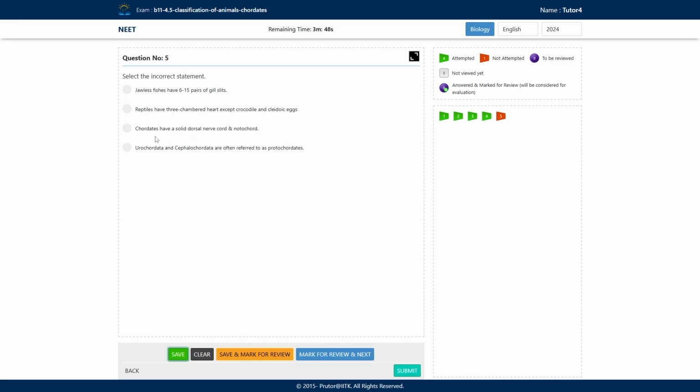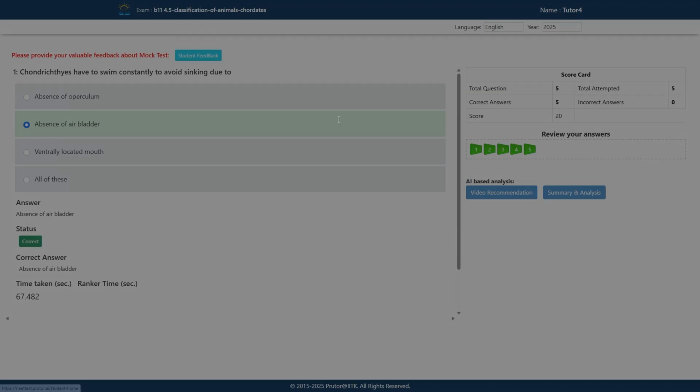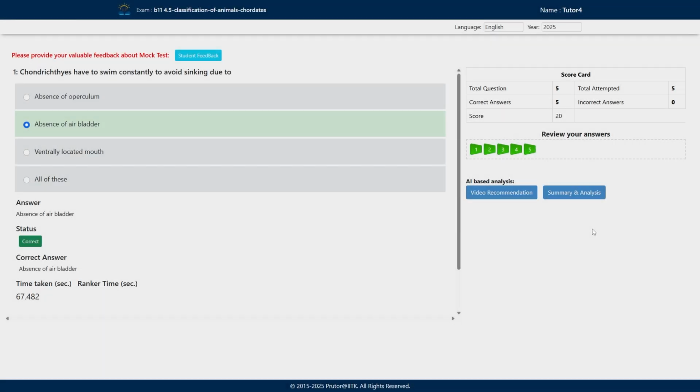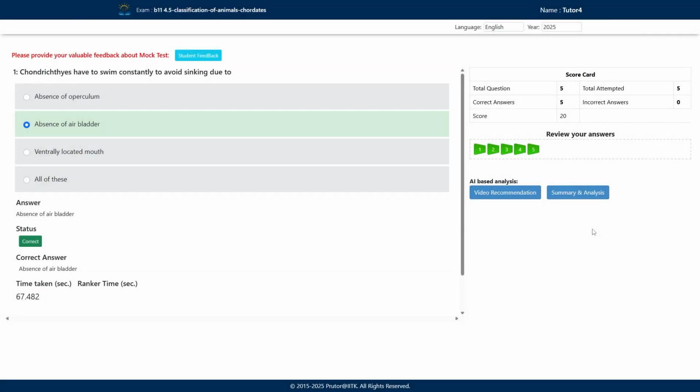Second is also correct. But see, this, chordates have solid dorsal nerve cord. Just today only we have studied about, yes, hollow nerve cord. They possess a hollow nerve cord. So this option becomes incorrect, right? So we will save it and submit it. So all our answers are correct.